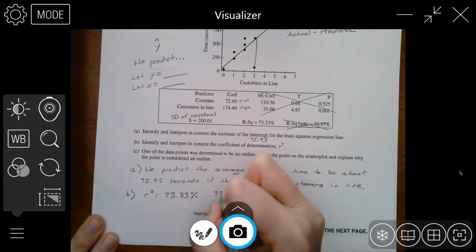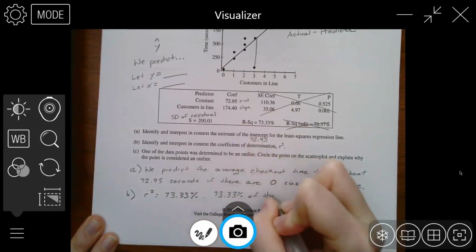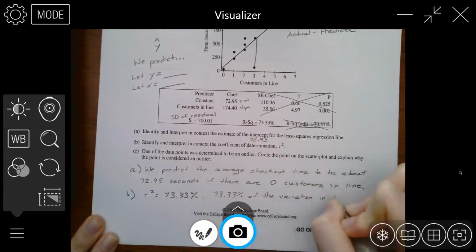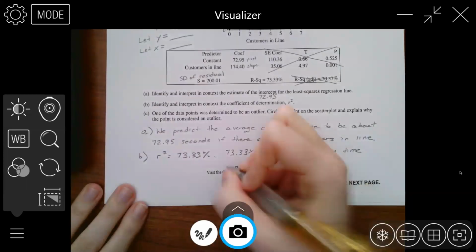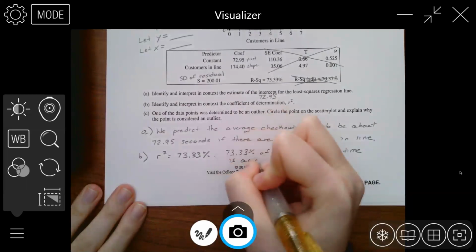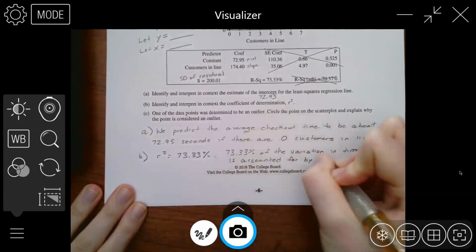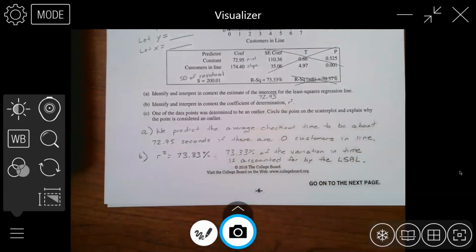So, yep, we can say 73.33% of the variation in time. And remember, it's always time, which is Y, because that's your output of the least squares regression line. And then is accounted for by the least squares regression line. Yep, that works very well.